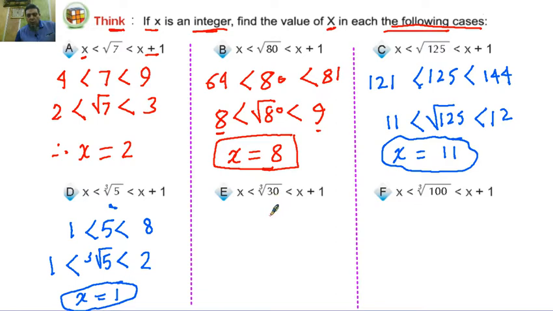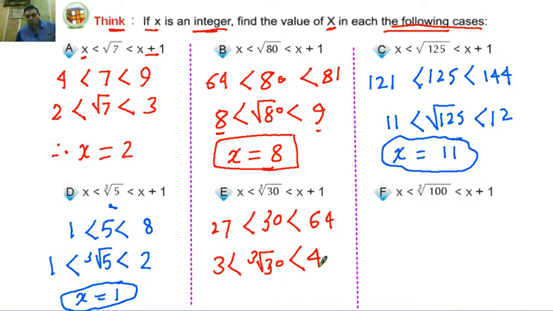Cube root of 30. 30 is greater than and less than perfect cubes. The perfect cube less than 30 is 27. The perfect cube greater than 30 is 64. By taking the cube root of all three sides, cube root of 30 is greater than 3, cube root of 27, and less than 4, cube root of 64. Then x equals 3.